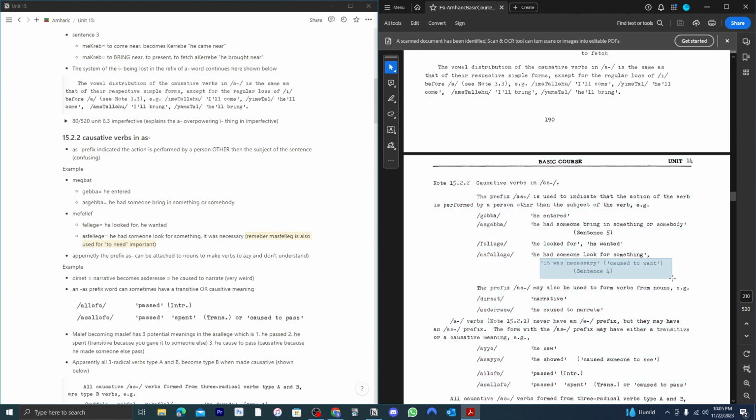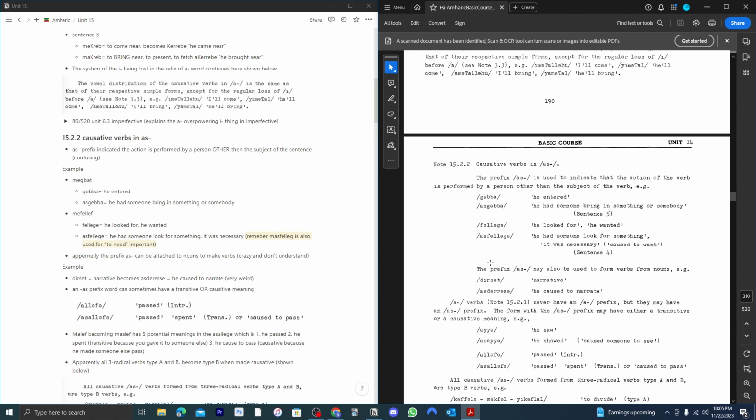And a new special meaning because masfelig is a bit of an irregular, like saying it was necessary. Really important word for conjugations like yasfelig yal is how you say I needed. Yasfelig hal is how you say you needed. Yasfelig shal. Yada yada yada. Pretty important word.